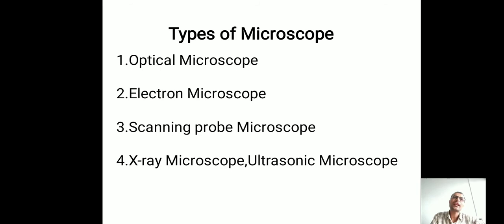Correct. Then there are different types of microscopes: optical microscope, electron microscope, scanning probe microscope, X-ray microscope, ultrasonic microscope. These different types of microscopes are used in various areas according to the application. But related to our case, the optical microscope is very important. So we have to discuss the optical microscope in detail.